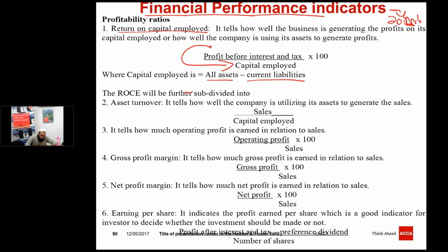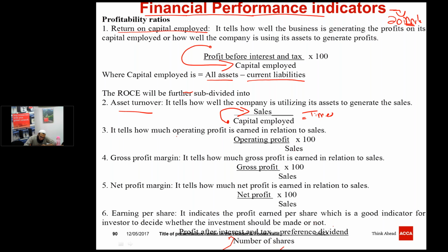The second is asset turnover. The answer of asset turnover comes in times. So it indicates how many times the capital employed is generating the sales. How many times the capital employed is generating the sales. So the more the times, the better it is for the company.